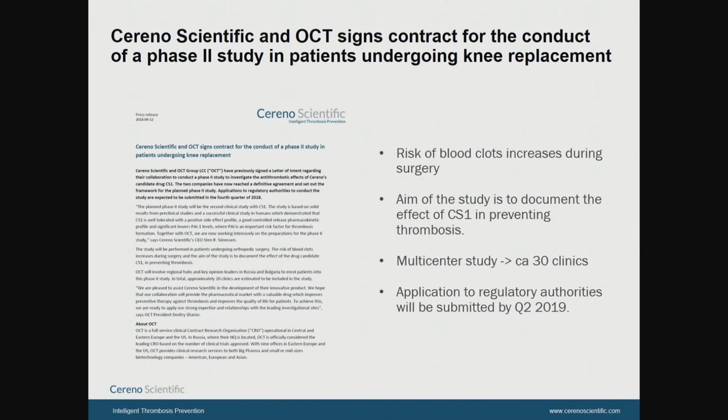So we signed a contract with a CRO. We will do a multi-center study in about 30 centers in Russia and Bulgaria. We'll do it in orthopedic surgery, actually total knee replacement. The reason is that when you go through that kind of surgery, the risk of thrombosis, blood clot, is increased.